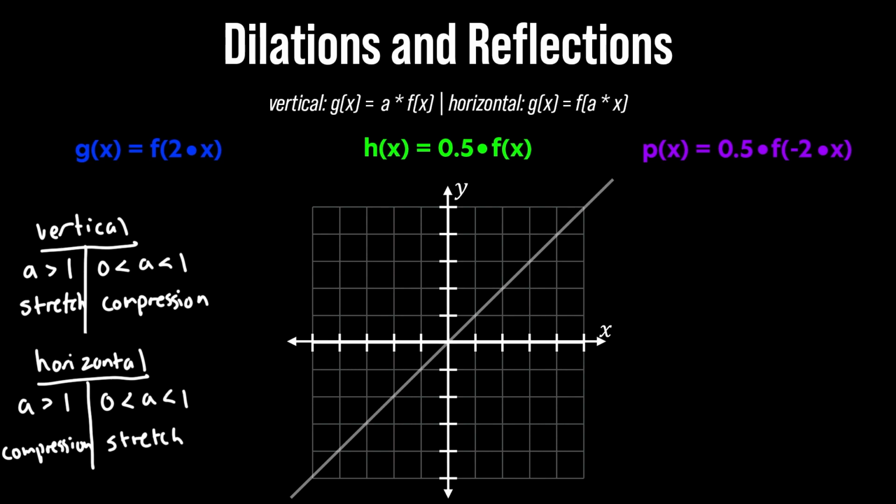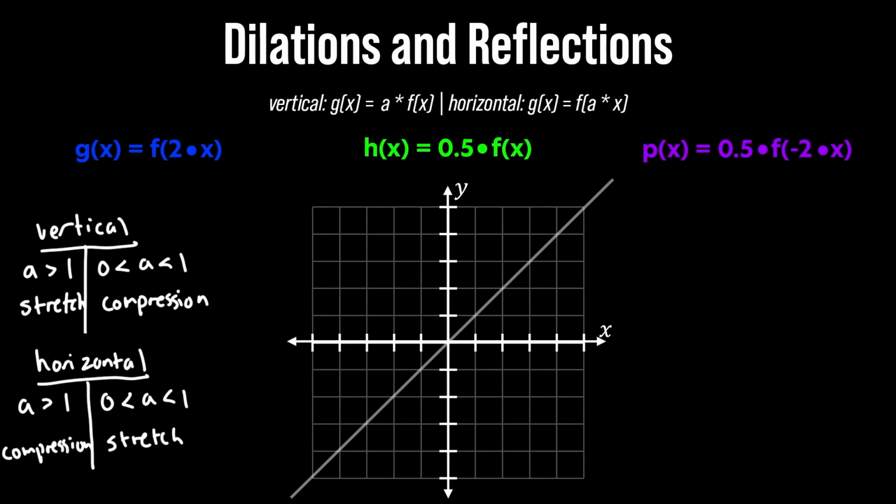So let's graph these three functions here. We have g of x is equal to f of, in parentheses, 2 times x. We see that this is a horizontal dilation, a dilation being either stretch or compression. Now, for the horizontal here, the value of a is 2, and that is greater than 1. So we know it's a horizontal compression.